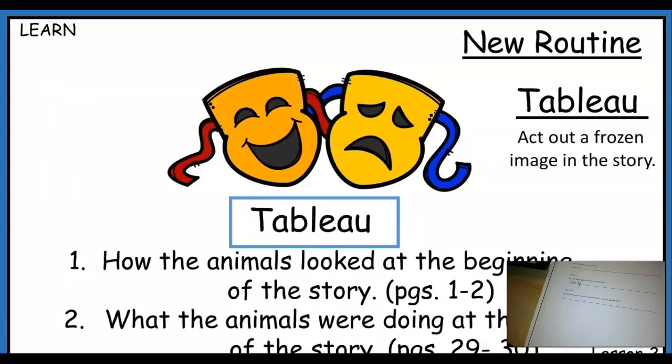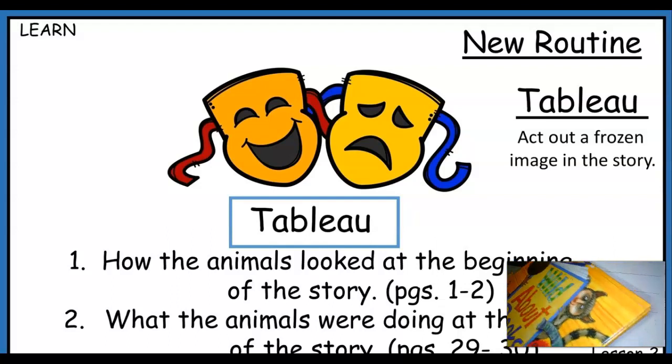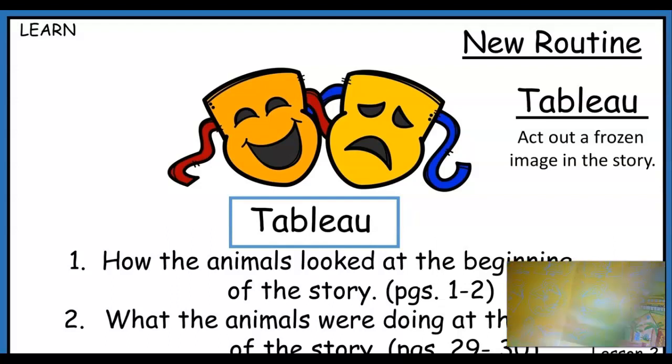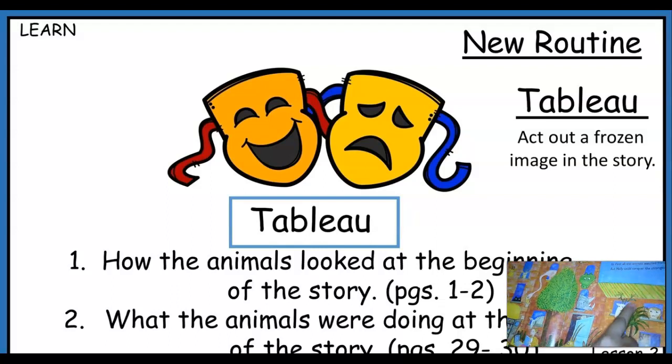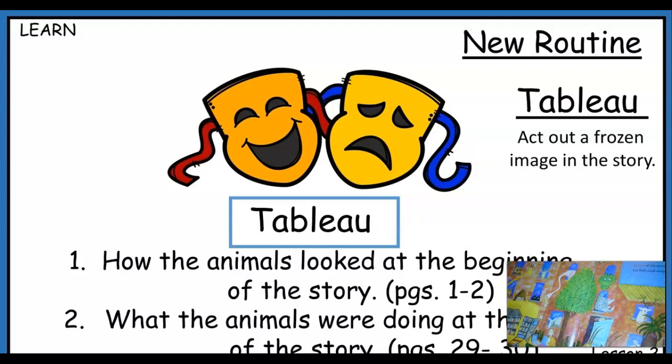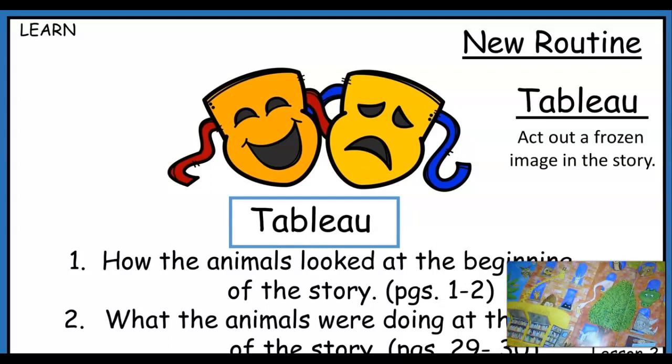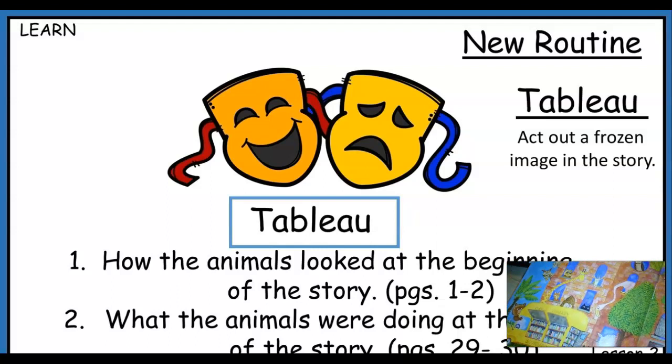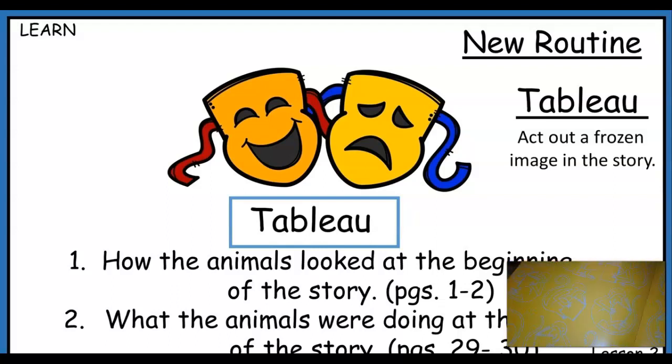Okay. So we're going to learn a new routine. It's called a tableau. It means you act out a frozen image in the story. 1, how the animals looked at the beginning of the story, and 2, what the animals were doing at the end of the story. So in the beginning of the story, how do the animals look? Are they coming out to hear Molly? No, they're scared. So we would make a scared face. And then at the end, what are they doing at the end of the story?